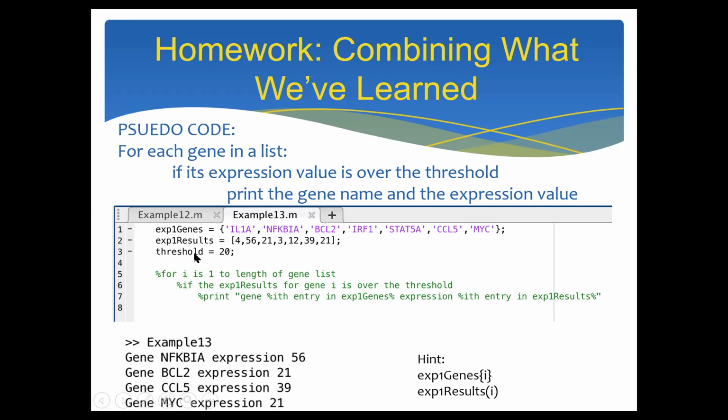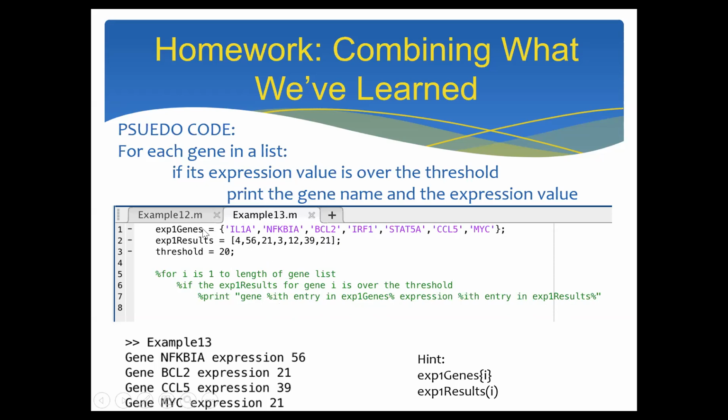And we have given you the threshold value 20. Now the task for you is to write a for loop to go over this gene list to check it one by one. And if the gene expression is over this threshold, here you need to use if statement. If this gene expression is over this threshold 20, you print the gene, the ith entry of this list, right? The ith entry of this list has its own corresponding expression.